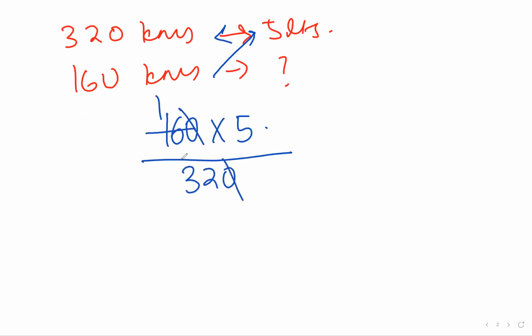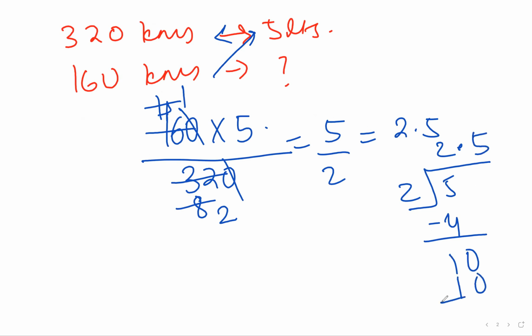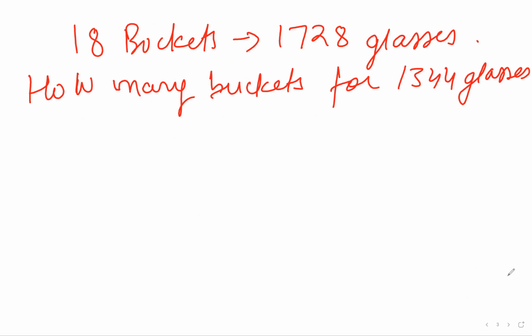You can do it by the 4's table also. 4 4s are 16, 4 8s are 32, 4 1s are 4, 4 2s are 8. So 5 over 2, we know half of 5 is 2.5. If you all are confused, do it like this. Correct? It is 2.5.